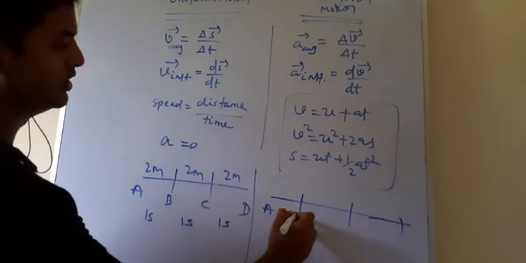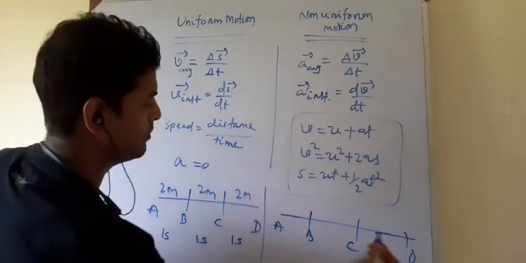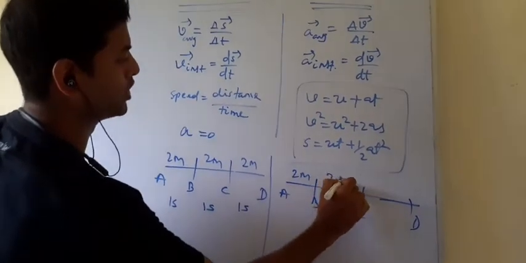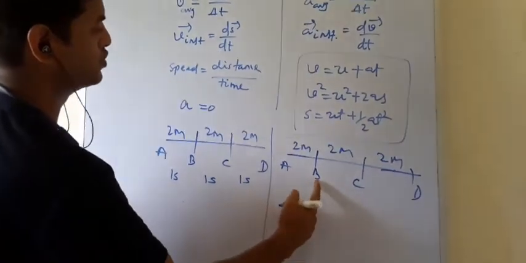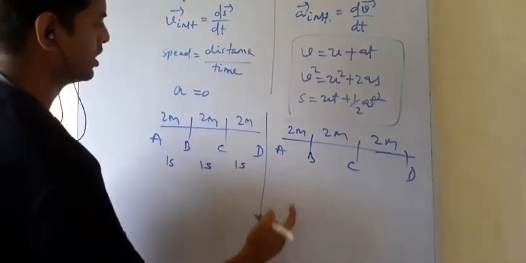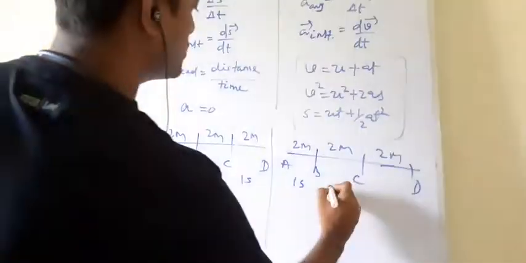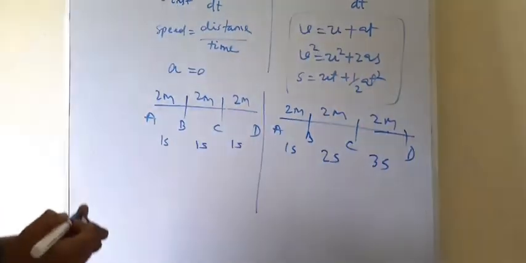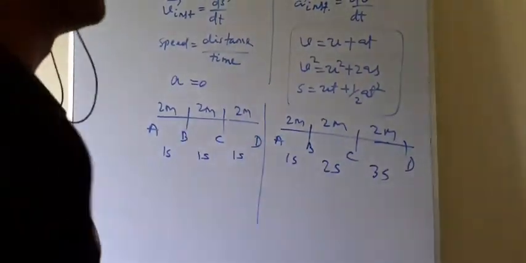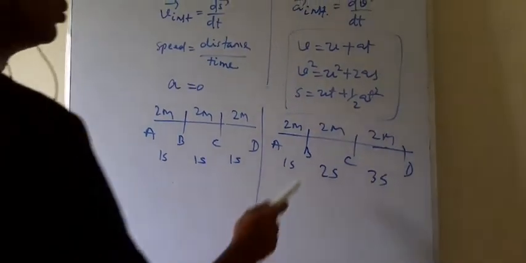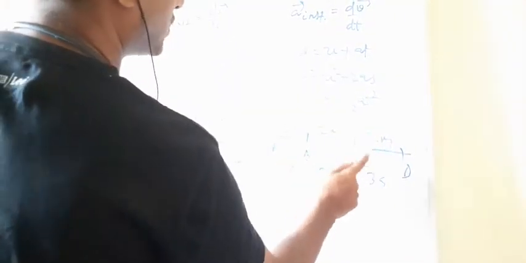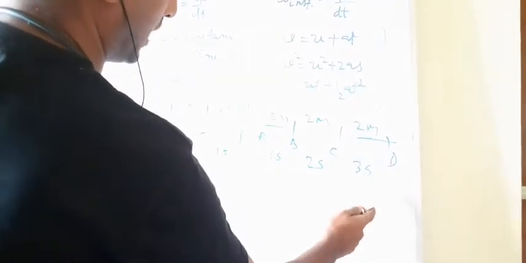But in this example, let's say from A to B is 2 meter, B to C is 2 meter, C to D is 2 meter. Let the body take 1 second in going from A to B, 2 seconds in going from B to C, and 3 seconds in going from C to D. So what will be my definition for non-uniform motion? It's just the school definition: when a body covers equal displacement in unequal intervals of time.